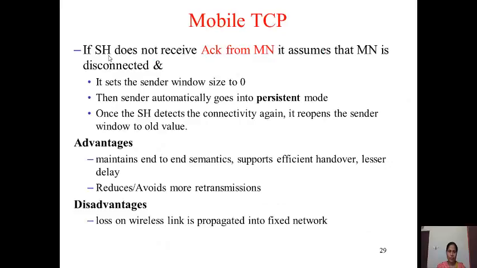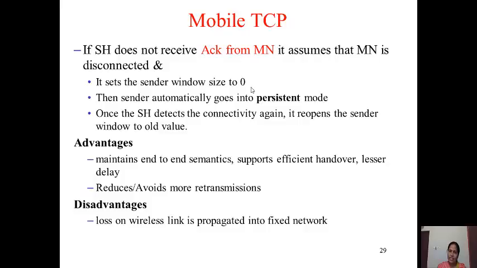Okay, so if the supervisory host does not receive an acknowledgement from the mobile node, it assumes that the mobile node is disconnected. So immediately it sets the sender window size to 0. I'm sure all of us would have understood this in TCP when we studied the slow start algorithm, exponential growth, multiplicative decrease, and so on, right? So here, the moment the supervisory host senses that there is no acknowledgement from the mobile node, it understands that there is a small change in the signal strength, so immediately it sets the sender window size to 0.